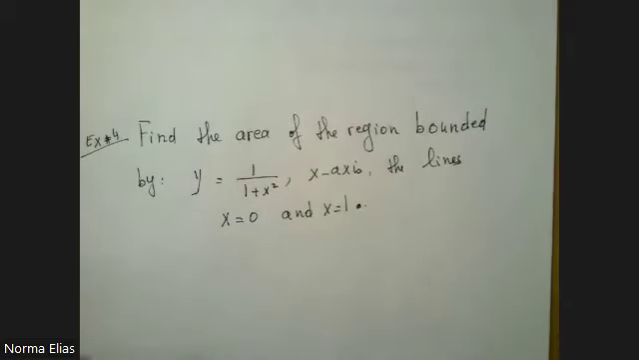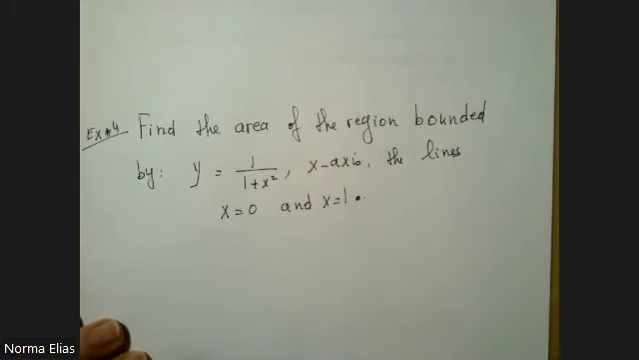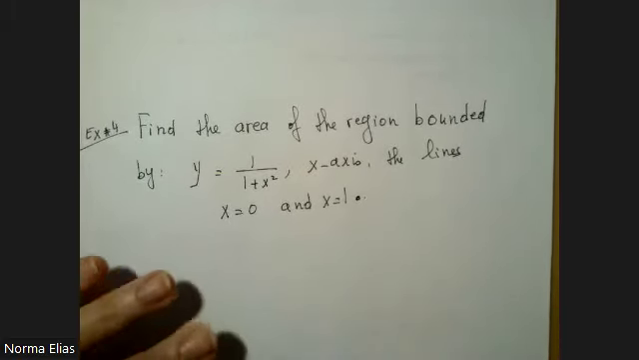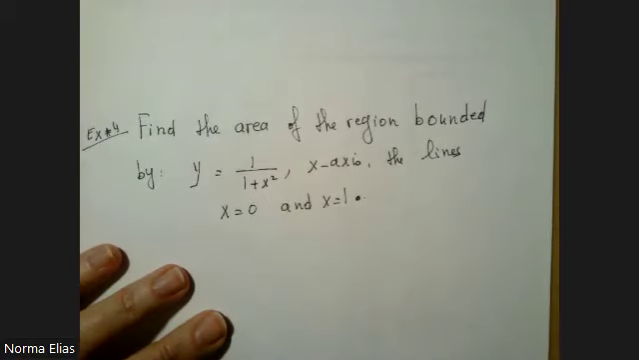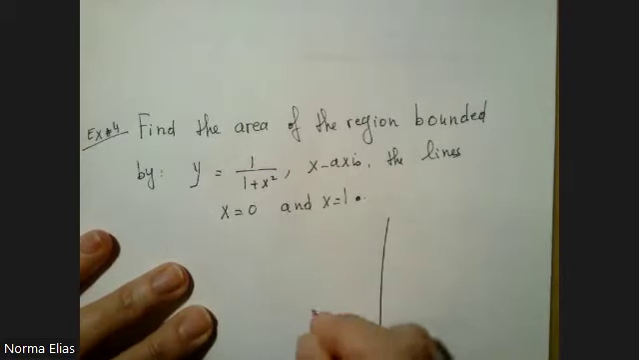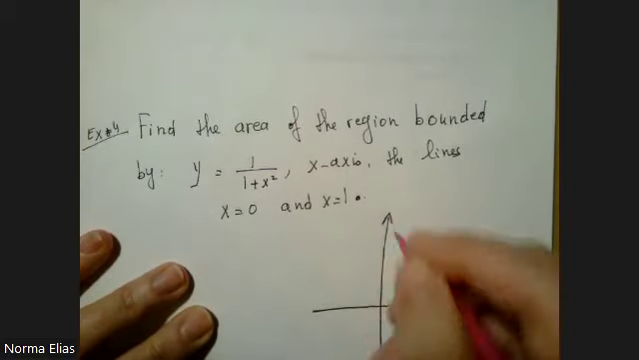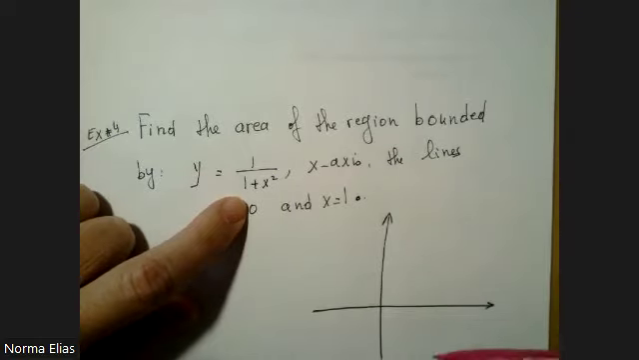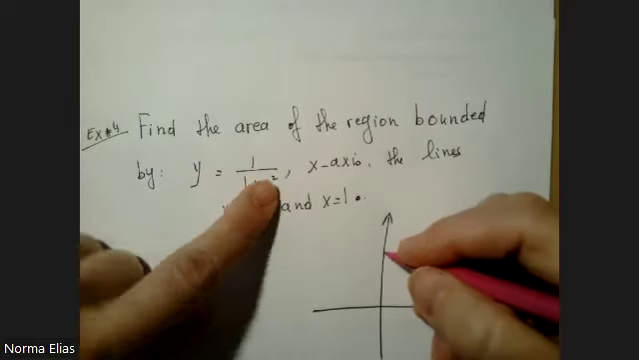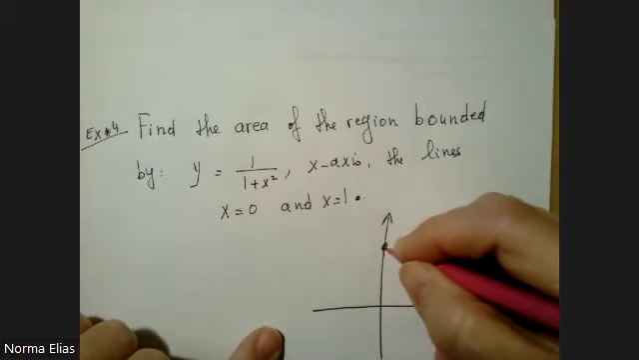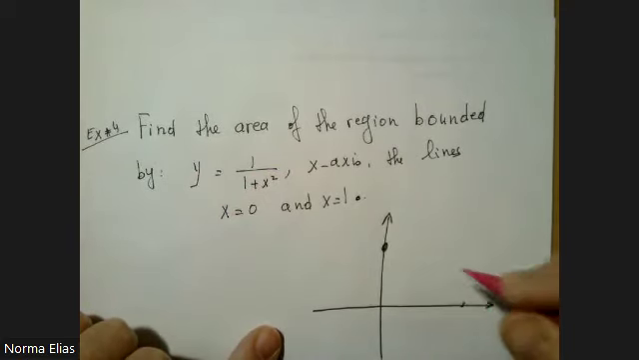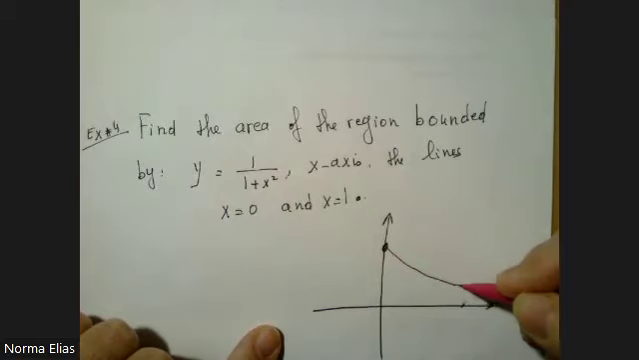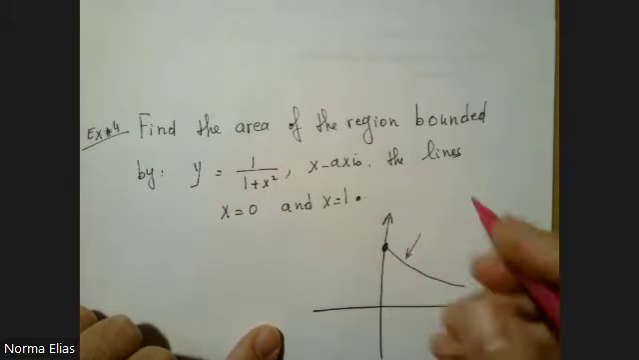Tomorrow, we're going to start working more and more with area. And the first thing we will learn is that whenever you are asked to find the area of anything, you sketch. So we're going to sketch 1 over 1 plus x squared, this is a decreasing function. If x is 0, it's a 1. And like this. So that's the graph of 1 over 1 plus x squared.